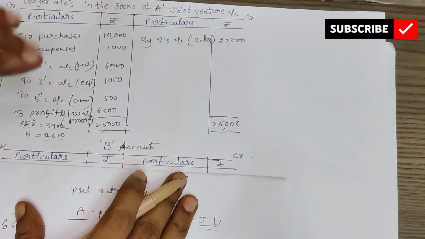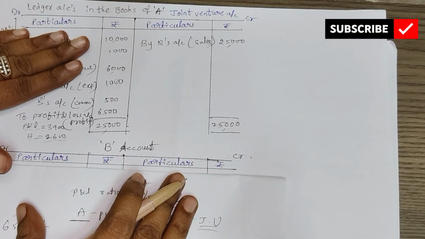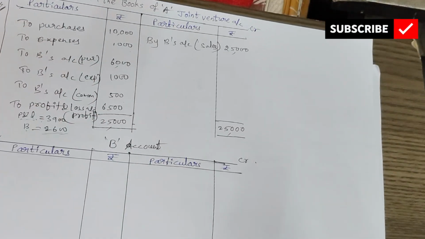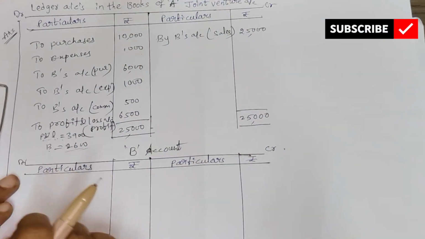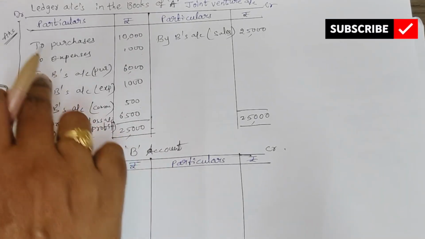Okay, so if you prepare this joint venture account, B account is very easy. So how to prepare this B account? Just we need to check B account in the joint venture.